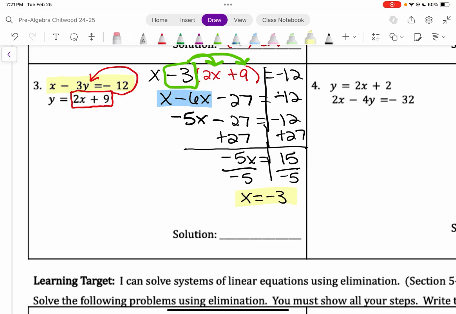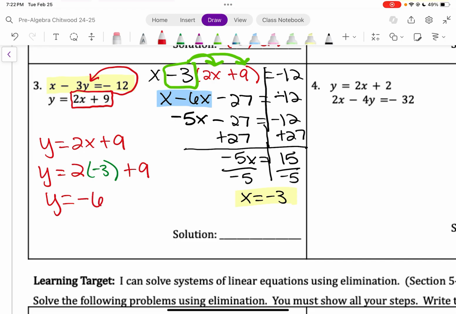Now I have to substitute x, which is negative 3, back into one of the equations. I'm going to do the bottom one. Again, it doesn't matter which one, as long as they have both variables. So y equals 2x plus 9. But now I'm going to plug in negative 3 for x. So I get y equals negative 6 plus 9, y equals 3. So that means my solution is negative 3, comma 3.